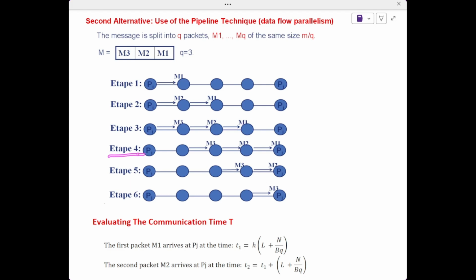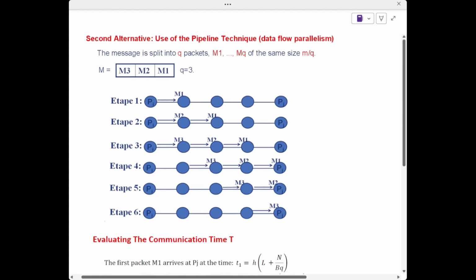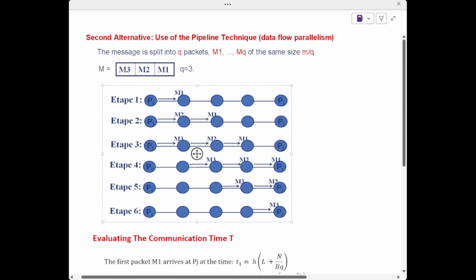In step 4, the message M1 will reach its destination. We have now M1 in the destination, but we need step 5 so M2 can reach the destination. We need step 6 so that M3 can reach the destination. Now we can say that we have M here, because we have M1, M2 and M3. This is how to send the message using data flow parallelism, or using the pipeline technique.